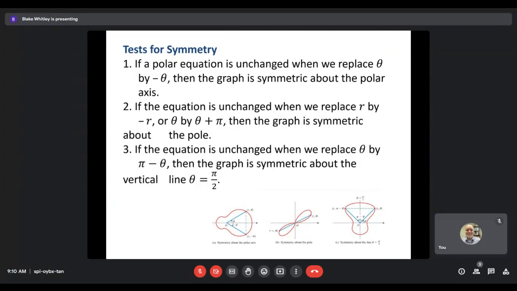Now, the reason these symmetries are useful is rather than having to substitute every single value between 0 and 2 pi, if you know up front that there is some kind of symmetry, then you might be able to limit the values that you have to plug in, right? Because if I know for sure that there's symmetry about the polar axis, well, now I just need to go from 0 to pi because I know all the values from pi to 2 pi are going to be exactly the same. Things like that. It saves us some time in terms of the graph.